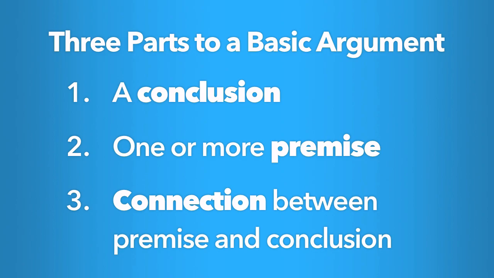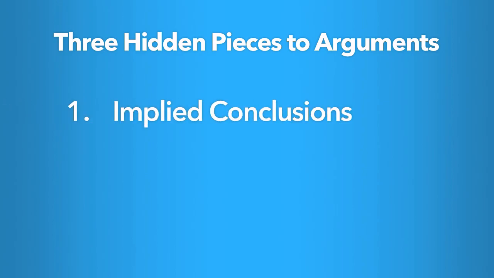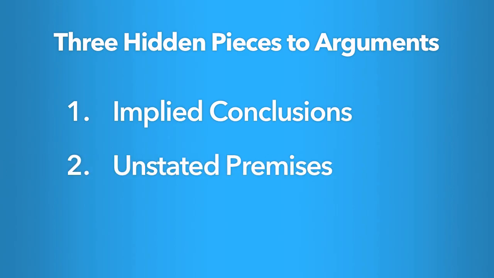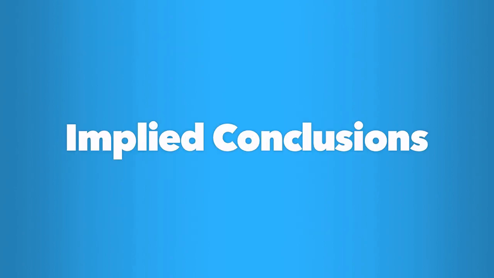Unfortunately, people do not always explain themselves very well, and one or more of these three pieces may be unclear or even left out entirely. In this module, you will learn about 3 hidden or missing pieces you should watch for when evaluating or making an argument: 1, implied conclusions; 2, unstated premises; and 3, missing connections.